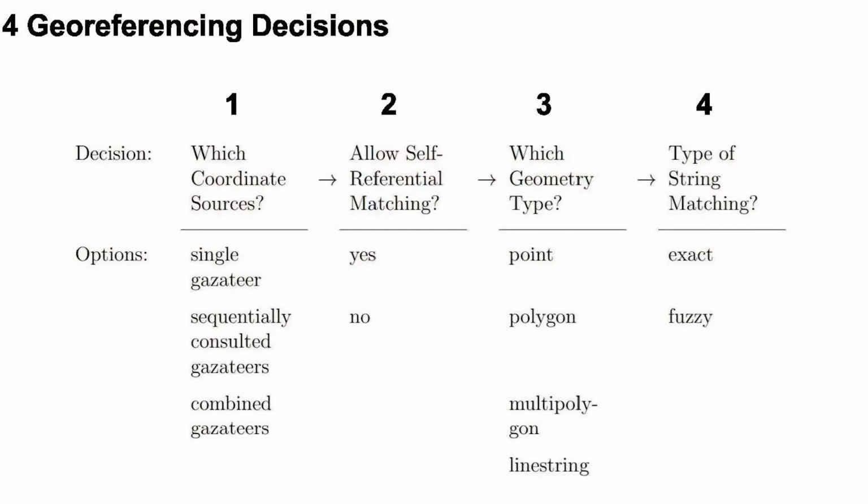There are a million decisions in a georeferencing pipeline. We concentrated on 4 big ones, and I'll discuss each one in detail, but briefly, they are which coordinate sources are you going to try to map your text to? Are you going to allow self-referencing, taking examples of events that have coordinates already and just extrapolating using the events data set only? Which geometry types are you going to allow? And what kind of string matching are you going to allow between text? And I'll discuss each of these here.